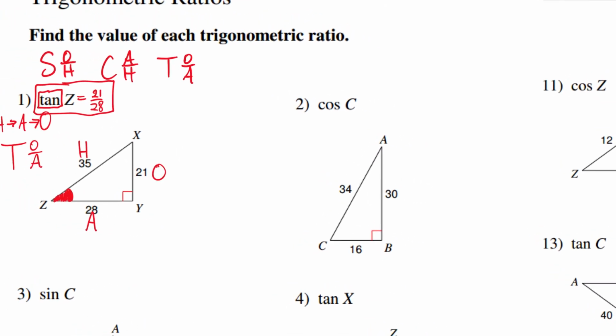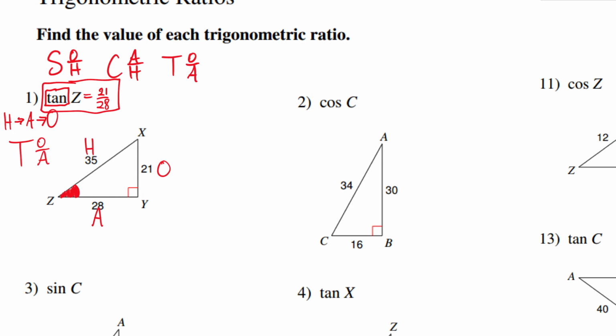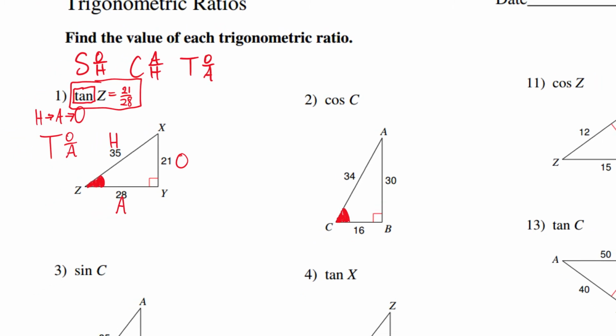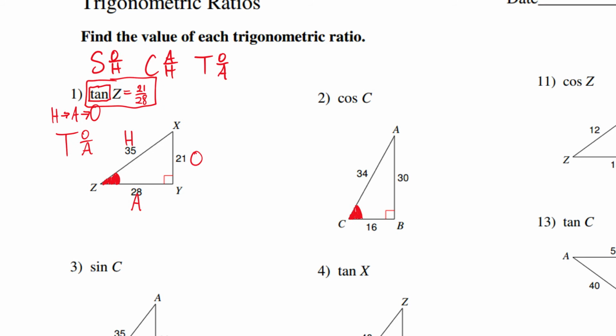So number 2 says cosine of angle C. So first of all, I'm going to shade in angle C. Right here it says cosine of angle C. So I'm shading in that angle to keep everything straight in my mind. Now let's label. Which one is the H, the hypotenuse? 34. Which one is the A? 16. And which one is the O? It's 30.